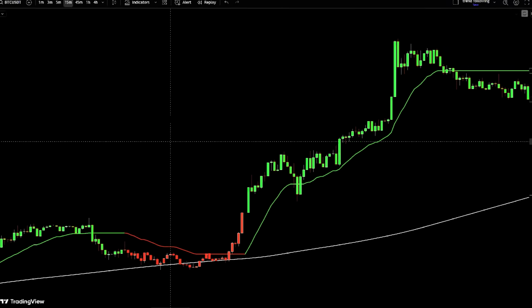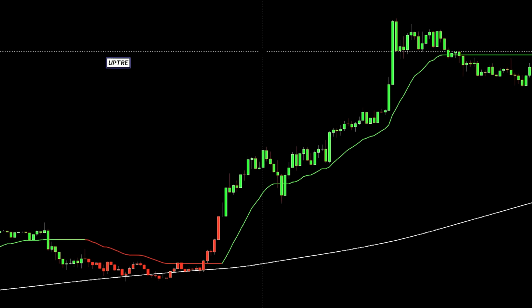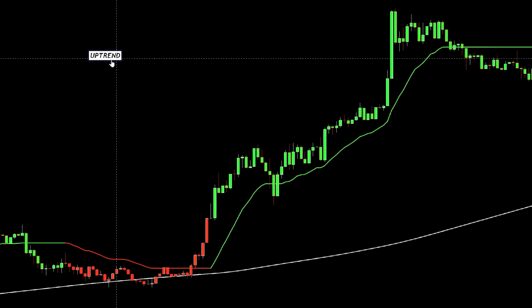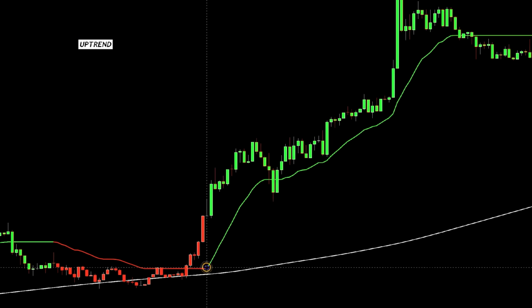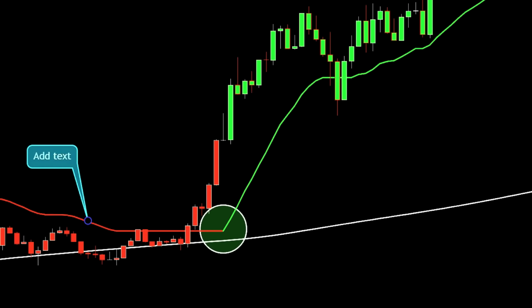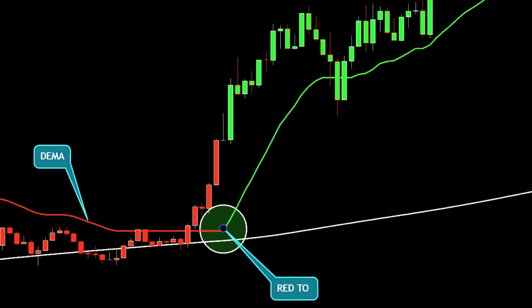So let's walk through a potential buy setup. My first rule is price has to be above the 200 SMA, and if it's not, I'm not even looking for a buy. Next, I'm watching for the DEMA line to flip from red to green. That's my first clue that short-term momentum might be shifting upwards.